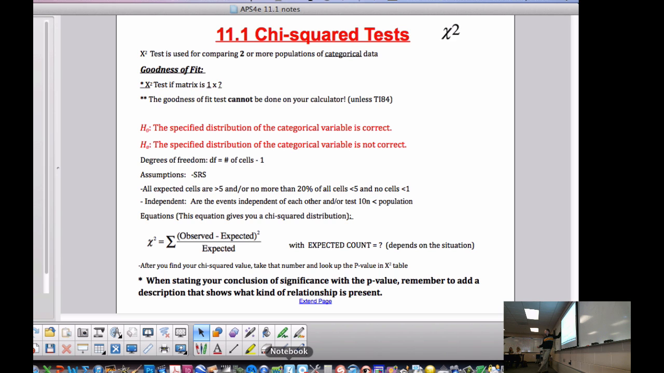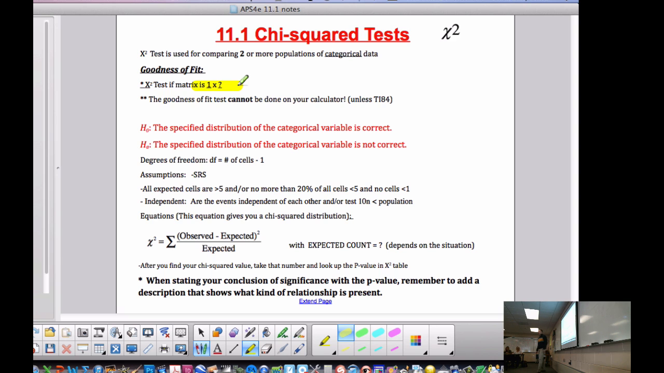There are two different types. There's a chi-square test of good fit, or goodness of fit test, and there's a chi-square test of independence. We are going to focus on the first, the test of good fit, for the first 3 days, and then we'll move into the other one. The biggest difference is that it's a 1 by something matrix. Chi-squared is a cursive capital X with a little squared, otherwise just called chi-squared. It is used for comparing 2 or more populations of categorical data. It's goodness of fit. It's a 1 by something matrix. So highlight that, circle that, whatever.